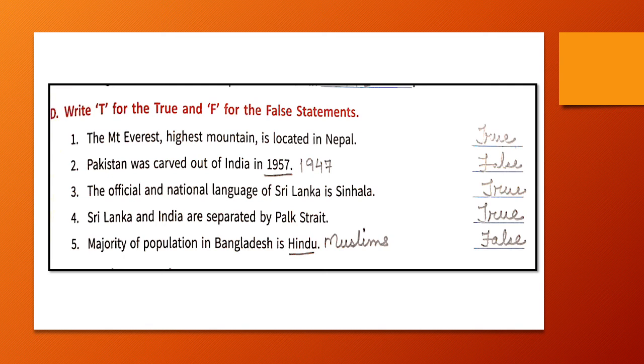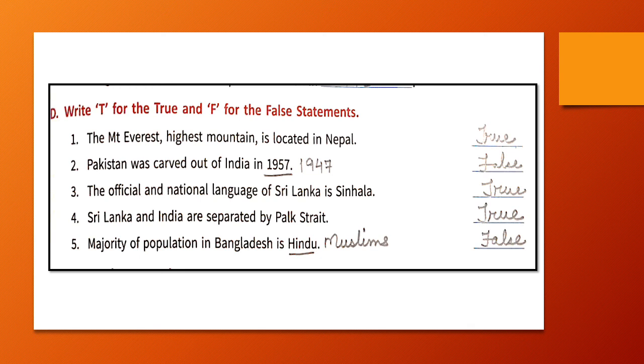Write T for true and F for the false statements. So like we have been doing, we will not write true and false, we will write T for true or correct statements and F for the false or incorrect statements. Number 1, Mount Everest, the highest mountain, is located in Nepal. Now this is true. Mount Everest is the highest mountain in the world and the height is 8,848 meters. This is located in Nepal.